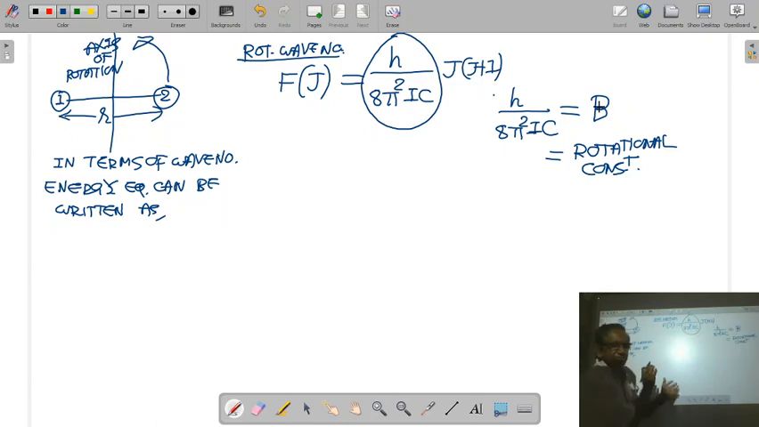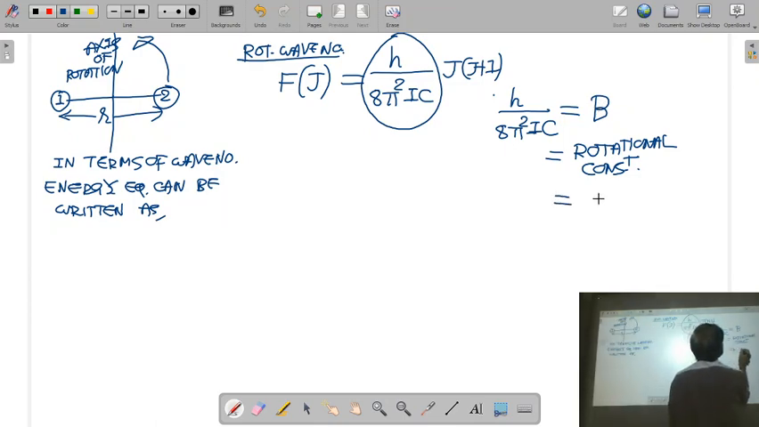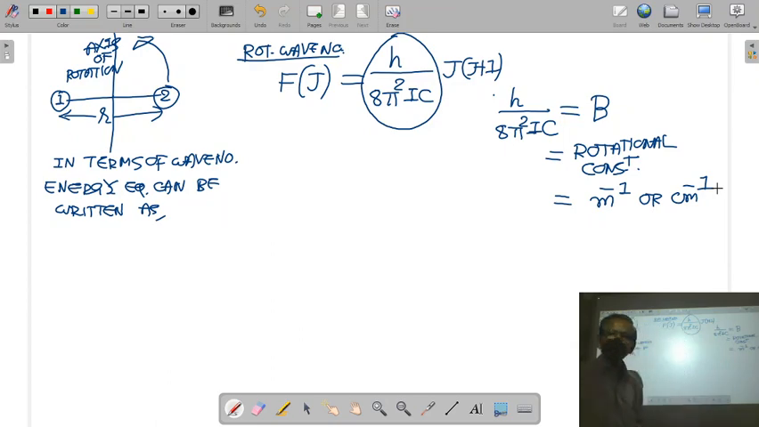This is the expression of wave number. What is the unit of wave number? 1 upon meter or 1 upon centimeter, that is, inverse centimeter. So the unit of rotational constant will be meter inverse or centimeter inverse. You can be asked in an objective question what is the unit of rotational constant? Then it is the unit of wave number, that is 1 upon lambda, 1 upon meter or 1 upon centimeter.